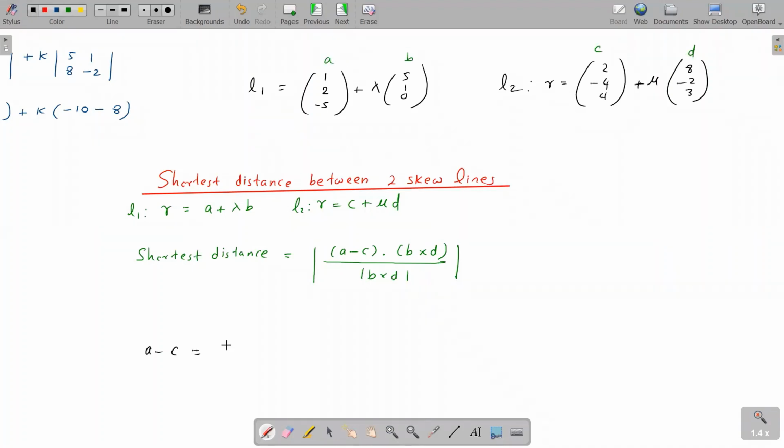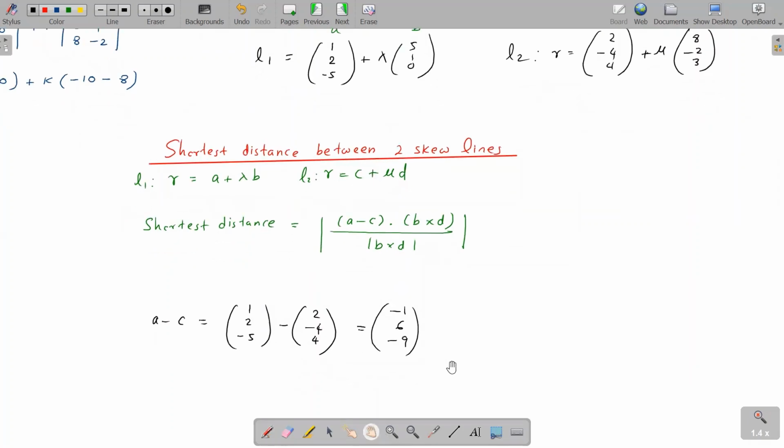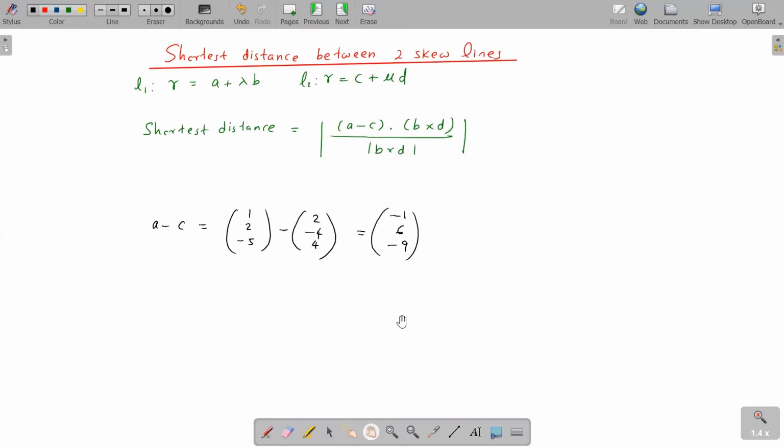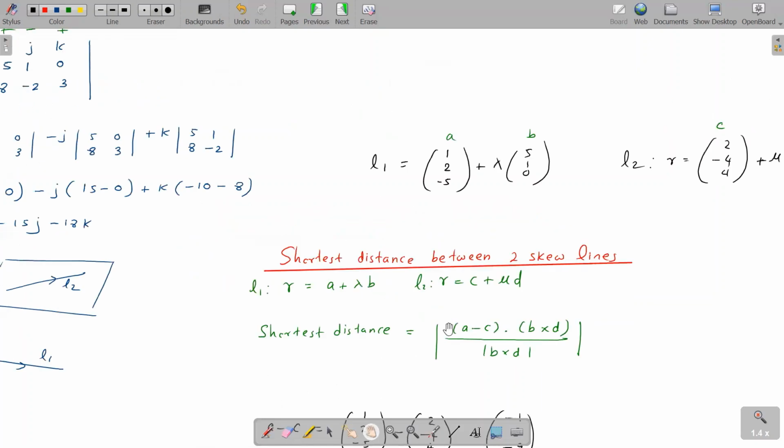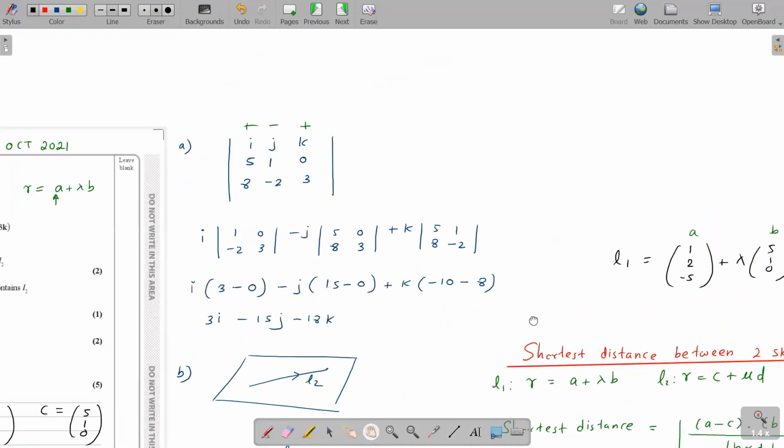a minus c is (1, 2, minus 5) minus (2, minus 4, 4). So a minus c is 1 minus 2, which is minus 1. 2 minus minus 4 is 6. Minus 5 minus 4 is minus 9. Okay. So let's get the dot product of a minus c with b cross d. a minus c is (minus 1, 6, minus 9). b cross d is the cross product of the two direction vectors, which is (3, minus 15, minus 18).